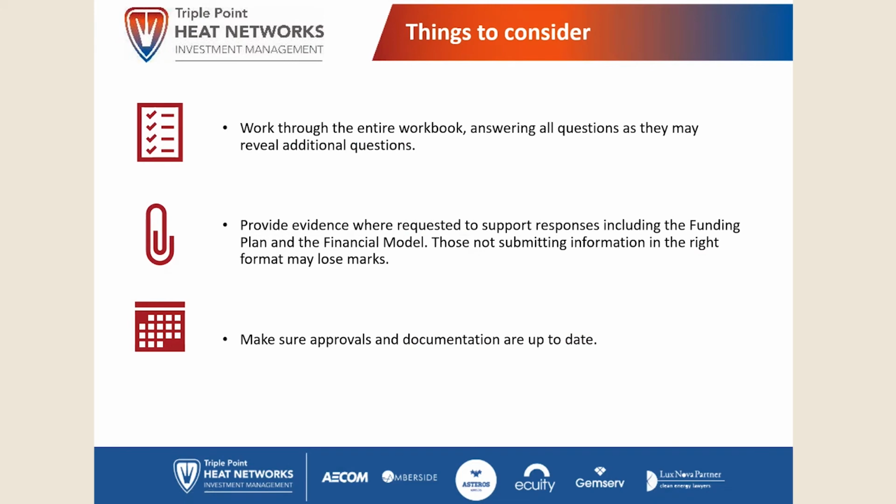So finally, just a few things to consider before I hand over to Simon. Please work through the entire workbook, answering all the questions as they appear, and scroll right the way down, as I said. If we ask you to provide any evidence, please do so. This includes your funding plan and your financial model. If you're not able to submit the right information, you may lose marks. We may have to come back to you and ask for clarifications, which will slow things down. Please make sure any documentation that you provide to us is up to date. Again, if it's not, we may need to come back to you and ask for clarifications, which could delay the process.